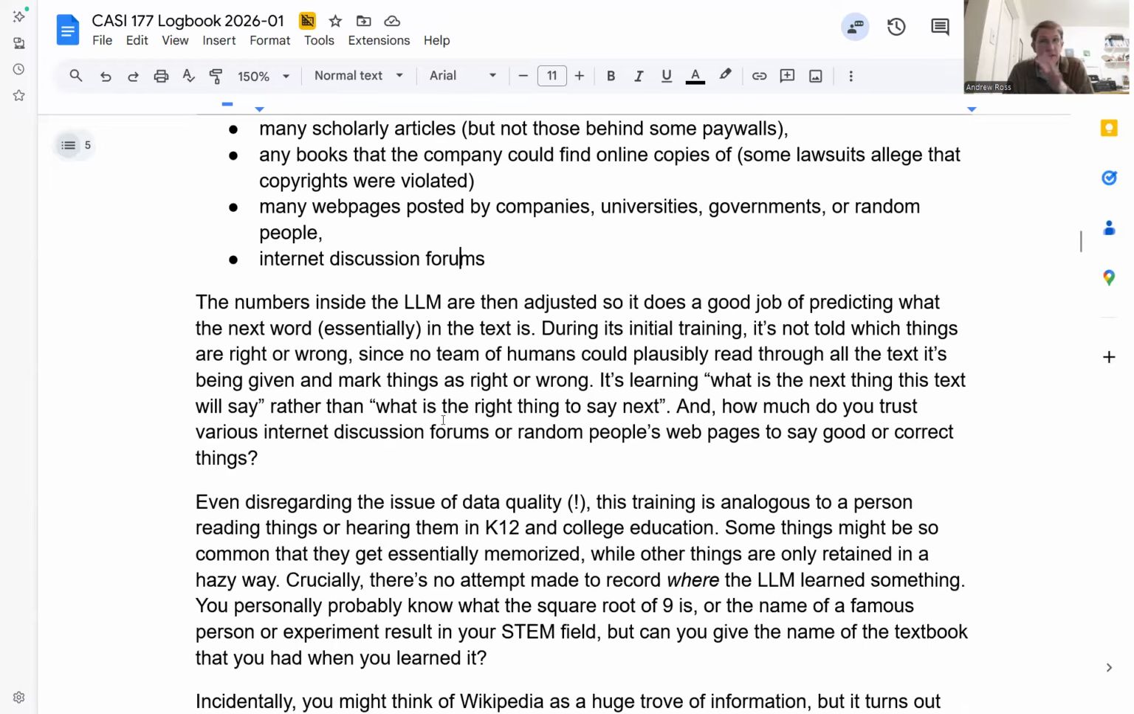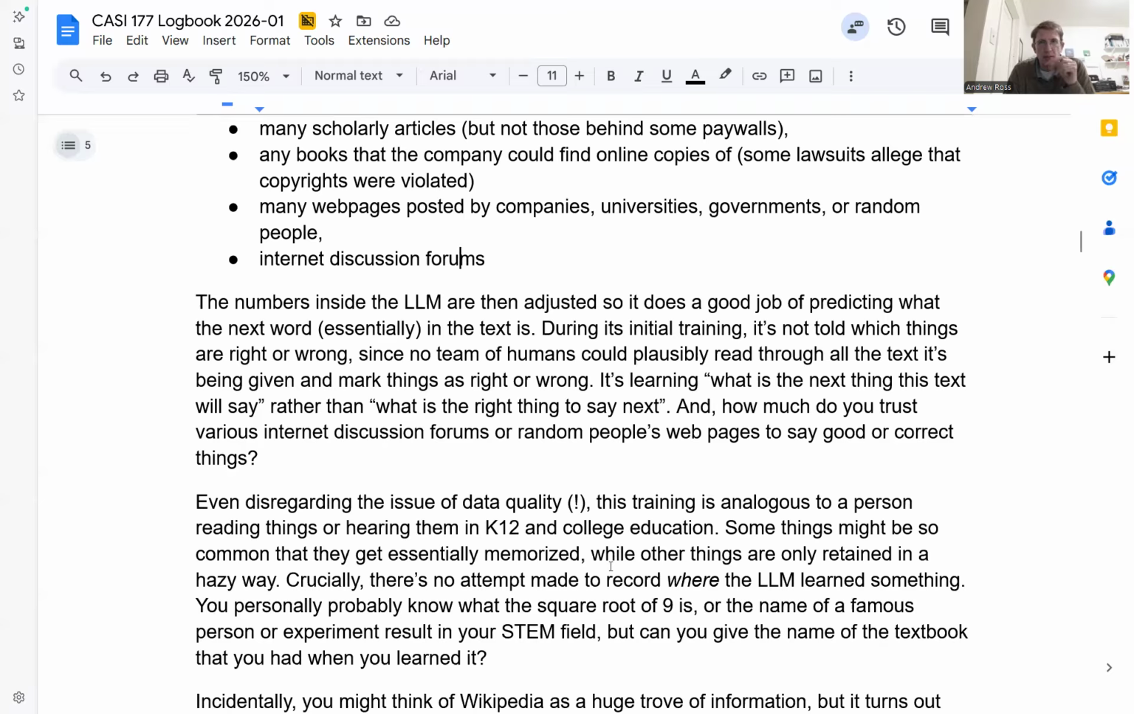Even disregarding the issue of data quality, as if we could ever do that, this training is kind of analogous to just a person growing up and going through K-12 education and maybe college education, and they're reading things and hearing things. So some things might be so common that they get essentially memorized. Other things are retained in only kind of a hazy way. You probably have things you only hazily remember from K-12 or even college.